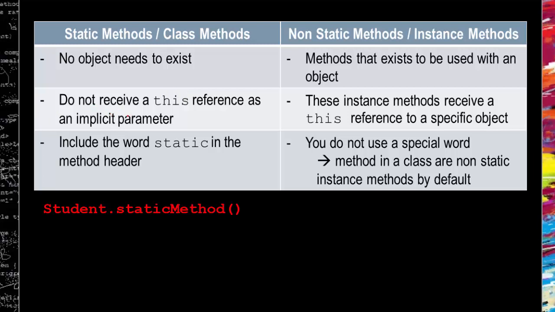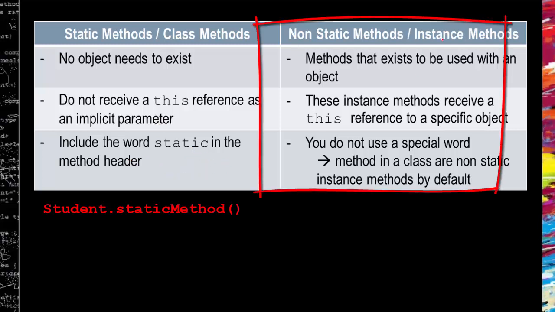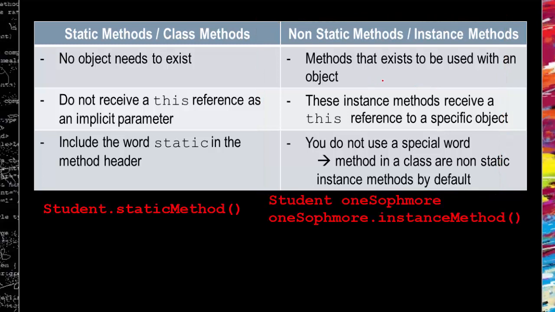You do not receive a this reference as an implicit parameter, and it includes the word static in the method header. Non-static methods, or instance methods, are methods that exist to be used with an object. So it will be oneSophomore dot displayStudentMotto. These instance methods receive a this reference to a specific object. You do not use a special word, so the methods in a class are non-static instance methods by default.